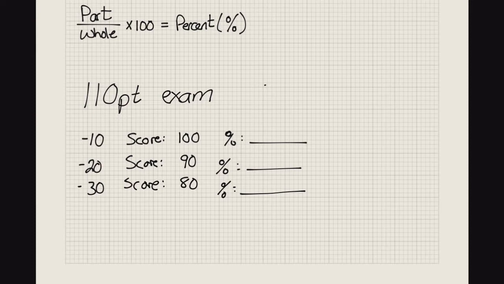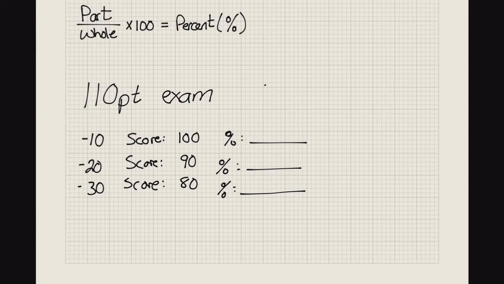The part is going to usually be the smaller number. So, the total number of points you can get is 110. That's your whole. If you got 110, you get 100%. But if you got a 90, that's only part of 110. You're not putting the points you got off, you're putting what you earned. That's a very good clarification.